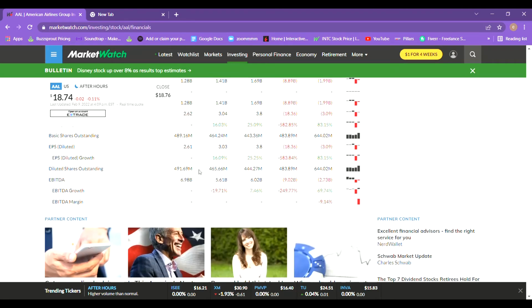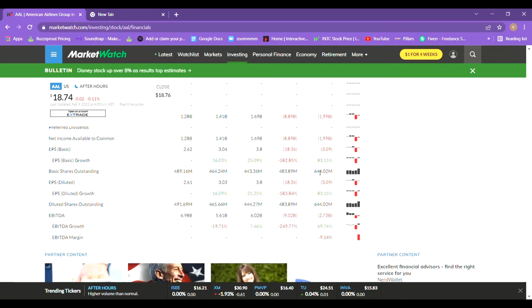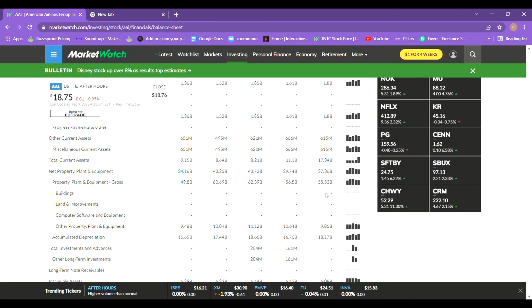And now the last thing to look at on the income statement is the shares outstanding. So this is something you want to see decrease. The more it goes up, the less your shares are worth. And as you can see, it's not looking that amazing. It is currently at 644 million when it was at 489 million in 2017.